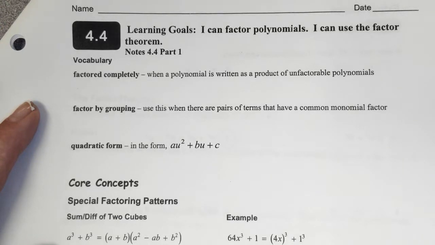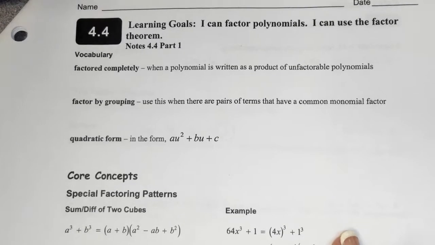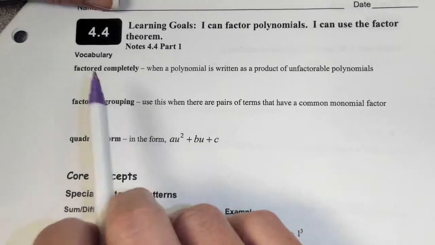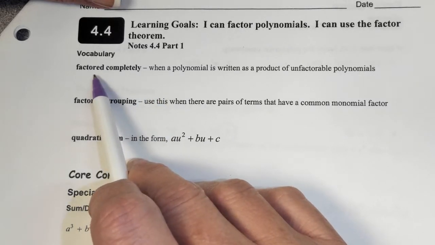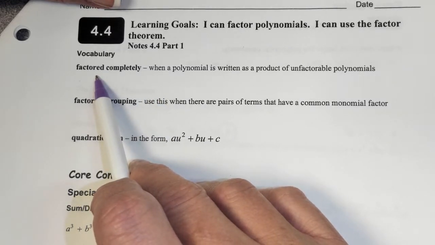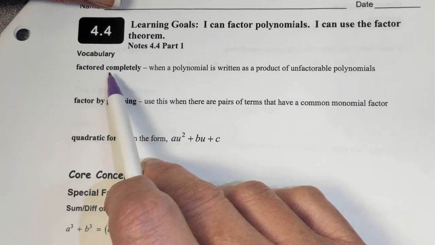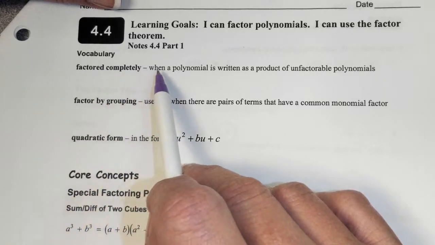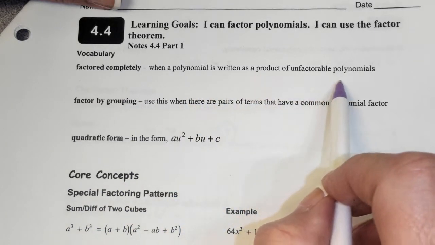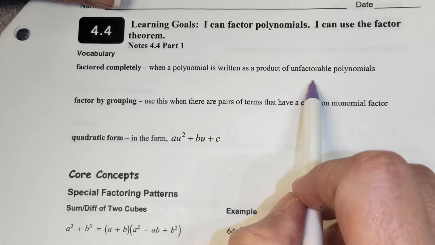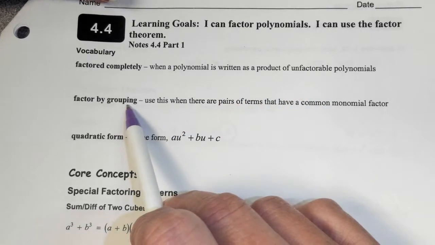Today we're going to be looking at section 4.4, part 1. The first part of this is all about factoring. We're going to be looking at how we can completely factor a polynomial. We know we have the polynomial factored completely when it is written as a product of polynomials, none of which are factorable.